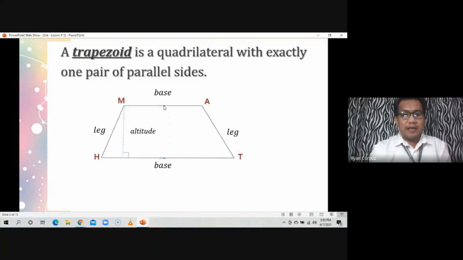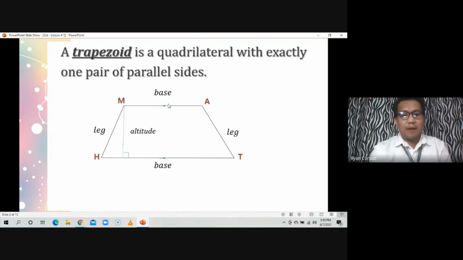So this side together with this side, they are parallel to each other. But this side and this side, it does not necessarily mean na kailangan maging congruent sila. So as long as meron kang one pair of parallel sides, then we are pertaining to a trapezoid. So ano yung mga things na makikita natin or what are the characteristics of a trapezoid? So a trapezoid, meron siyang one pair of parallel sides.